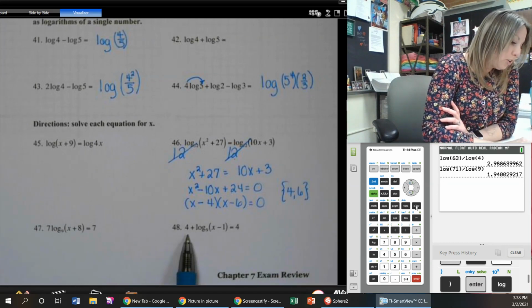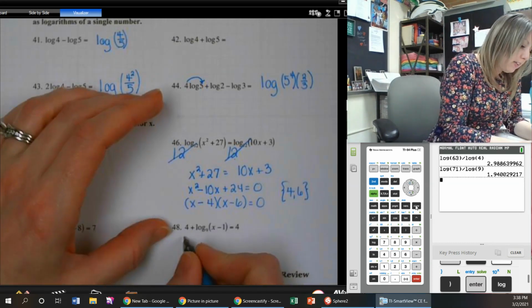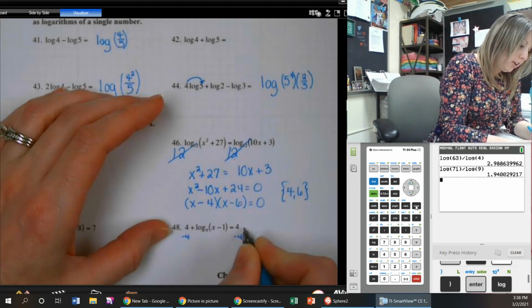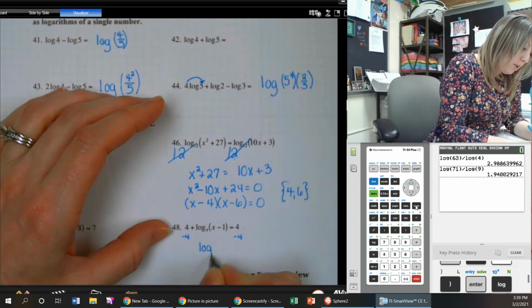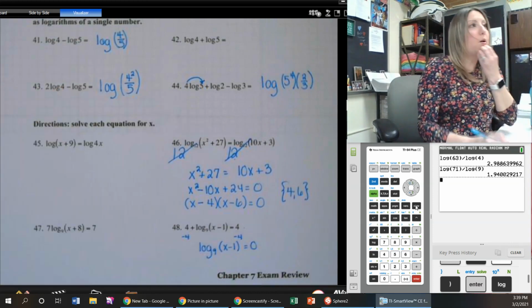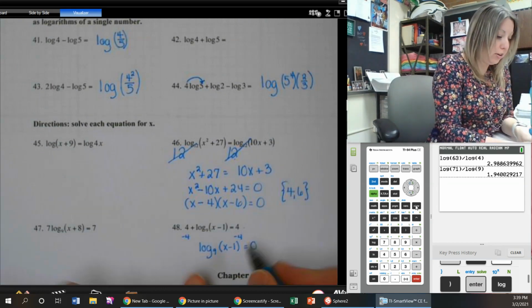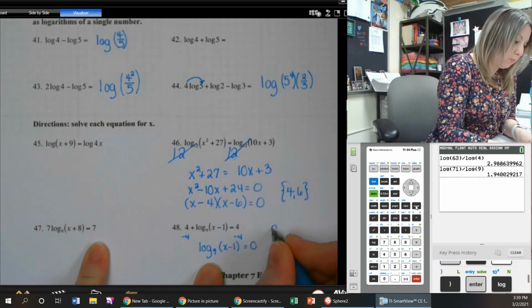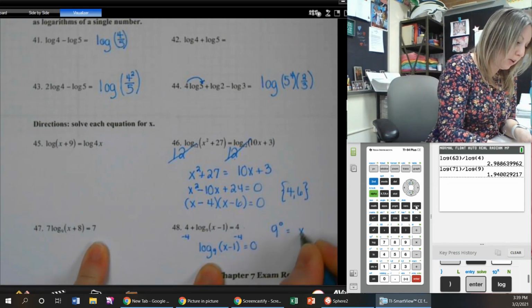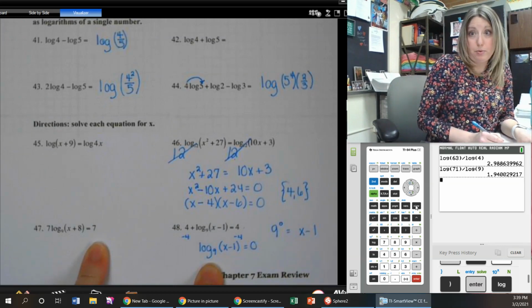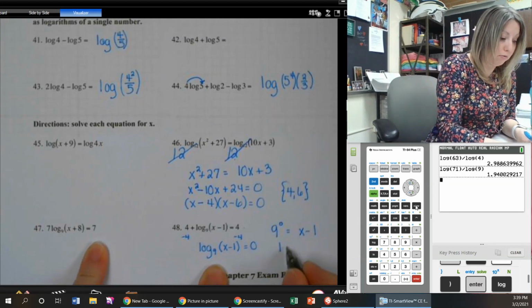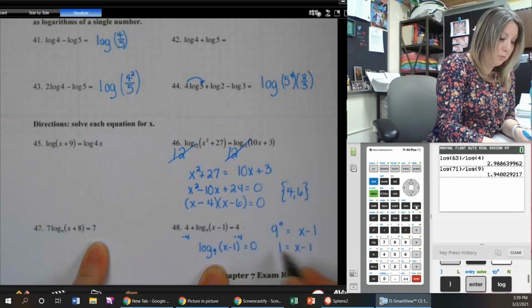With this one, because you've got the 4 in front, subtract that guy off first. So you end up with a 0 over here. So log base 9 of x minus 1 equals 0. Okay, 2 ways you can do this. You could change all this back into exponential form. So 9 to the 0 power equals x minus 1. That's what I would do, because 9 to the 0 power is 1. And add 1 to both sides, x equals 2.